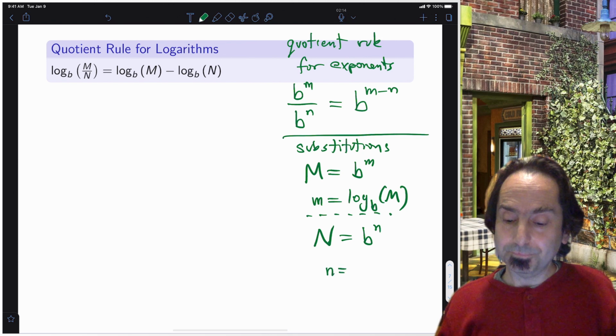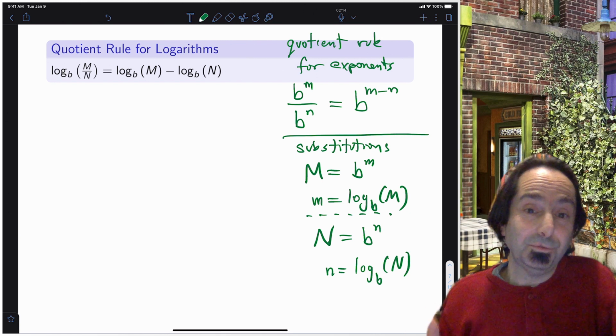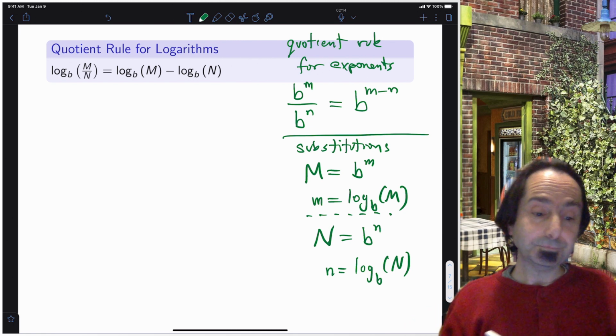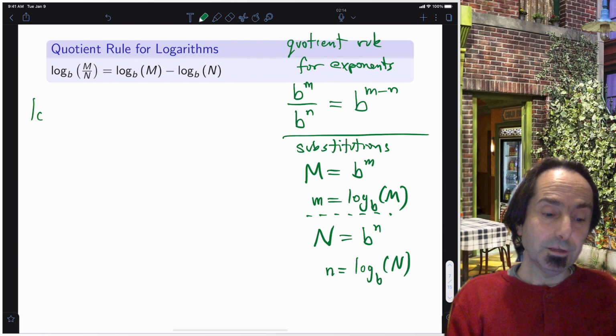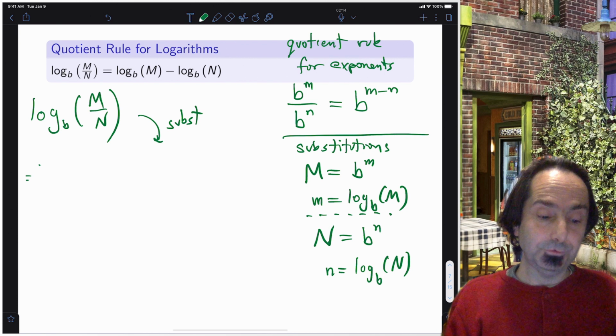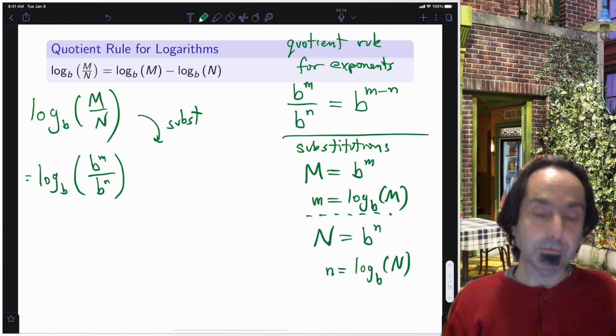And little n is log base b of big N. Those two things say the same thing, but we'll use those to substitute and unsubstitute. So let's get started. We have log base b of M over N. What are we going to do? Well, we're going to substitute. And so this equals log base b of b to the little m over b to the big N.